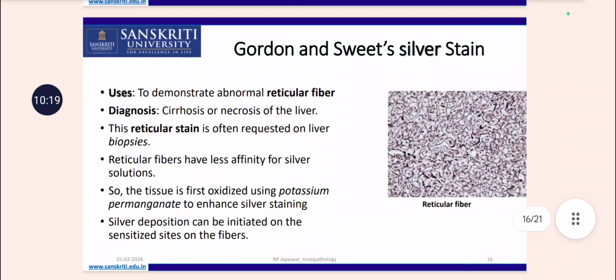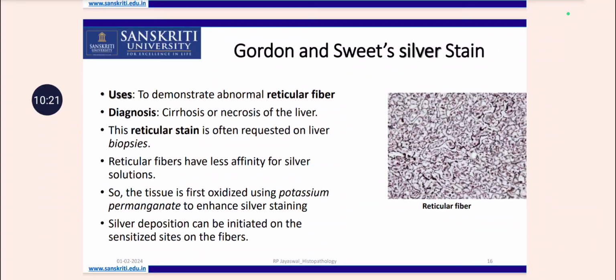Now next is Gordon and Sweet silver stain. This is basically used to demonstrate if there is an abnormal reticular fiber in the tissue sample, and normally this is done for the diagnosis of disorders like cirrhosis or necrosis of the liver.